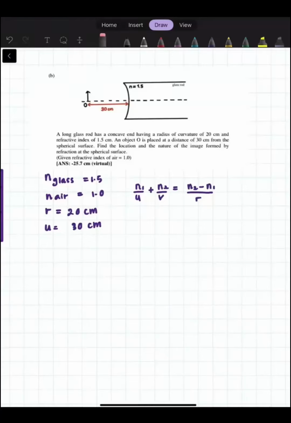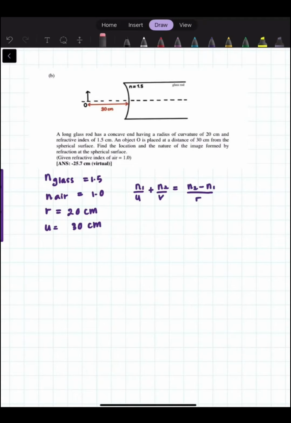Question 1b. A long glass rod has a concave end having a radius of curvature 20 cm and a refractive index of 1.5. An object O is placed at a distance of 30 cm from the spherical surface. Find the location and the nature of the image formed by the refraction at the spherical surface.